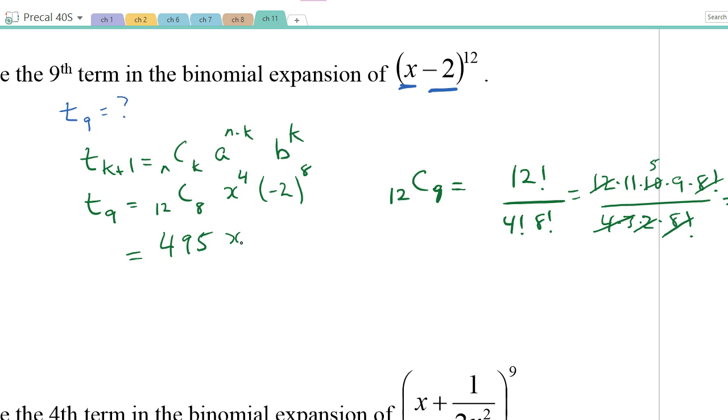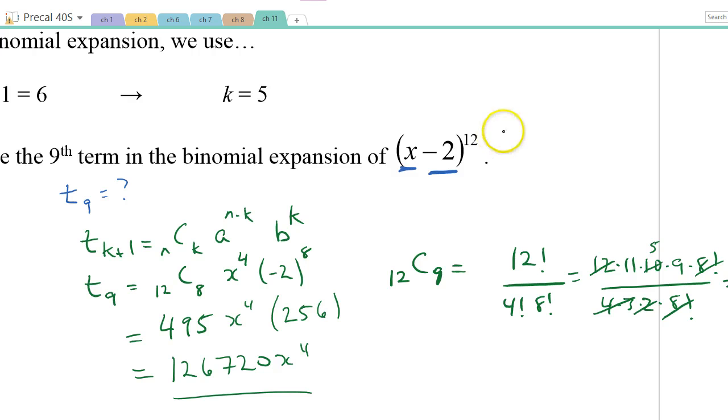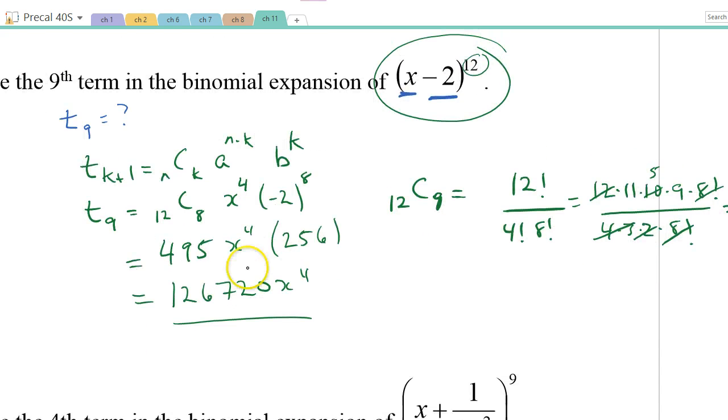multiplied by x to the 4th. Now what is negative 2 to the 8th power? First of all, it's a negative to an even power, so it's going to be positive, and 2 to the 8th is going to be equal to 256. So this is definitely not a non-calculator question because we need to multiply those two together, and then we get 126,720 x to the 4th. If we were to expand this out, we would get 13 terms, because n is 12. The first one would be x to the 12th, and the last one would be no x at all. So the 9th term would be this one here.